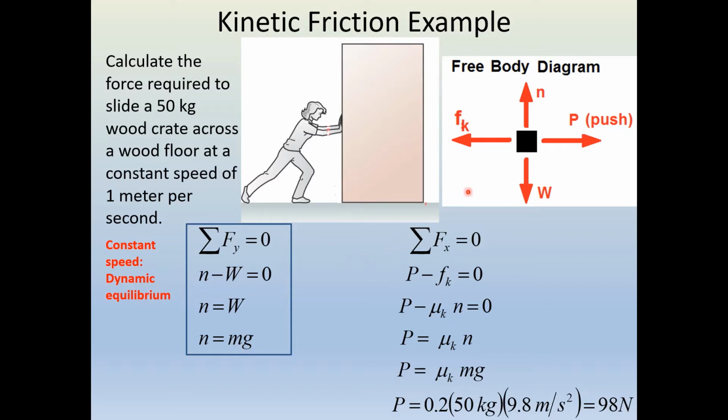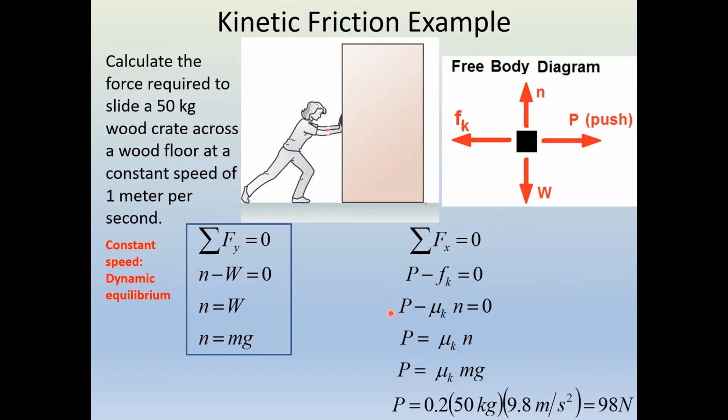Now, in the horizontal direction, we also have equilibrium because this crate is moving at a constant speed. So we're going to add our forces and set them to zero. We have the push force going to the right minus the friction force, because it's pointing in the negative direction, is equal to zero. Now remember, kinetic friction is equal to mu sub k times the normal force. So we're going to substitute that in for F sub k. We can solve now for the push. Remember, we're trying to calculate how much force she needs to slide this crate across. So we're solving for P.